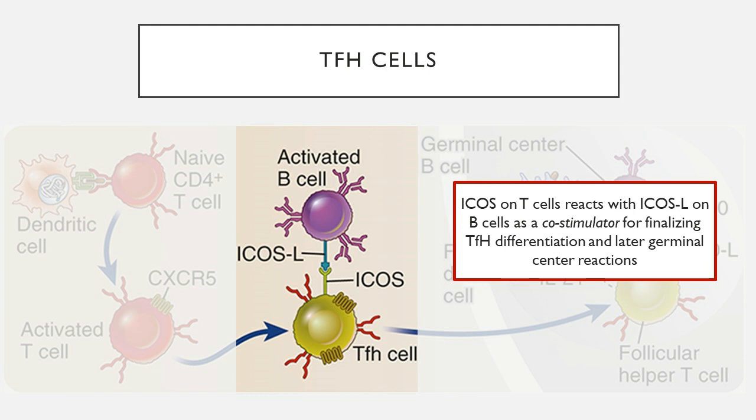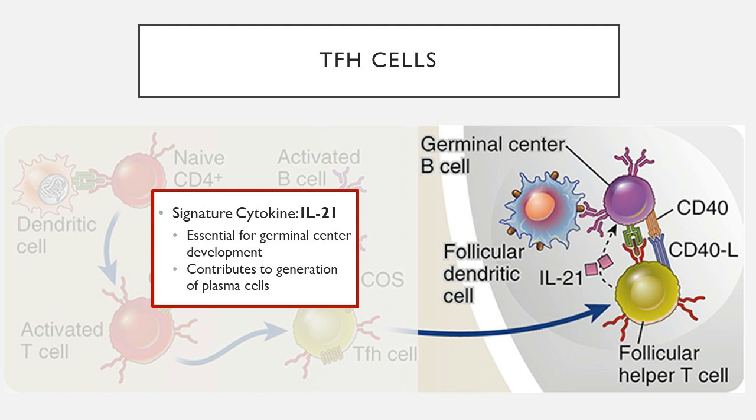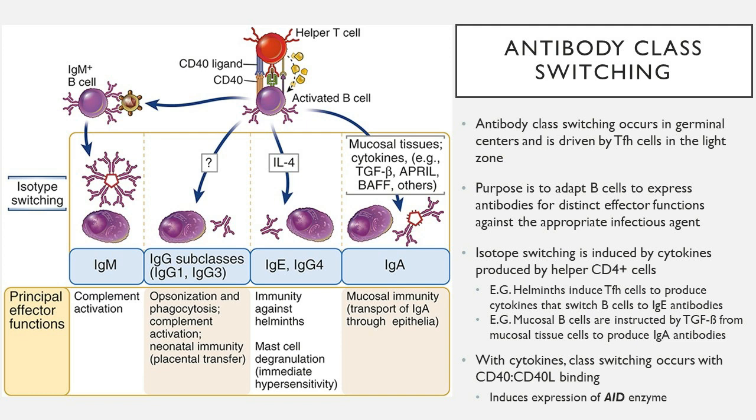Now, just like we know the signature cytokines of the other three subtypes of T cells, 1, 2, and 17, are IFN gamma, IL-4, and IL-17, the signature cytokine for this helper T cell is IL-21. This is an essential cytokine for germinal center development and also contributes to the generation of plasma cells. So now let's talk about class switching in detail.